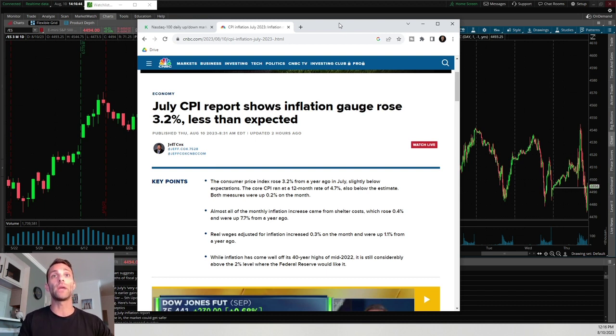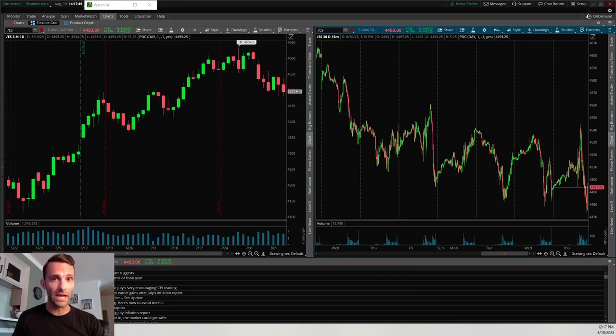The core CPI ran at a 12-month rate of 4.7%, also below the estimate. Both measures were up 0.2% on the month. So that's what it ended up being. But obviously, everybody has an opinion on what it can be prior to that report. And I just want to go over how you could have expressed that opinion on Kalshi. And there are numerous different strategies in which you can do that.